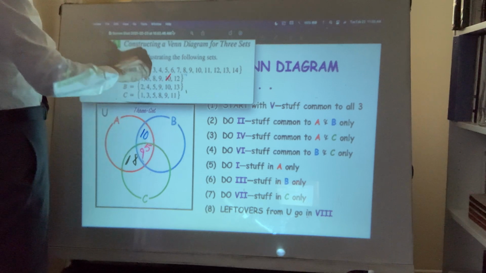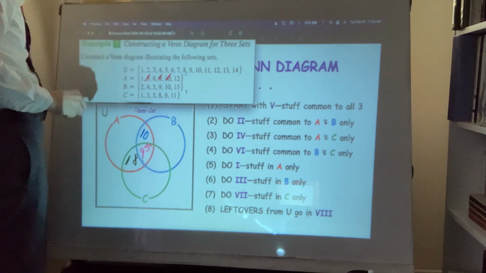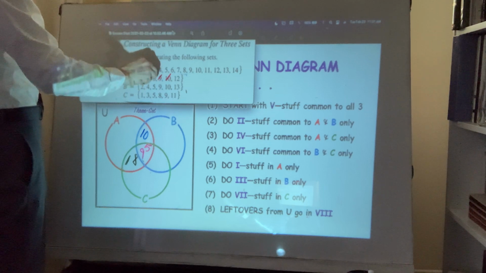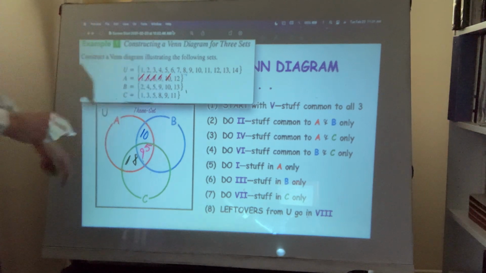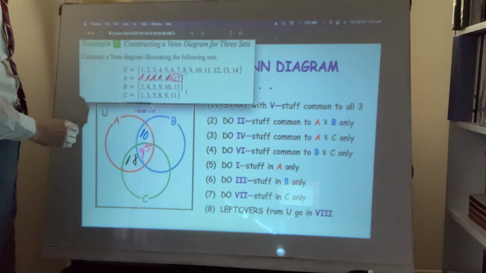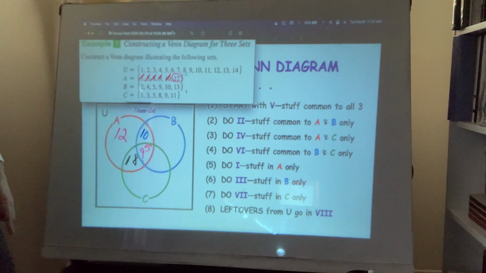We can't use 5 for the same reason. It's part of something else as well. Nor 9, right? Nor 1, nor 8. The only thing that would be left over that is truly A is 12. And therefore we're going to put a 12 in here.